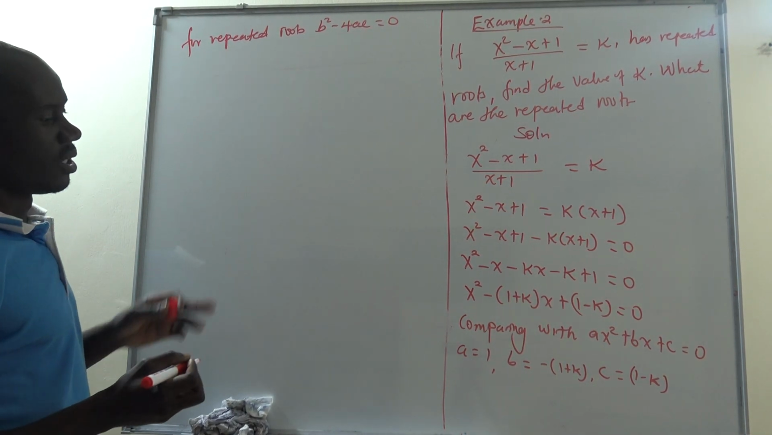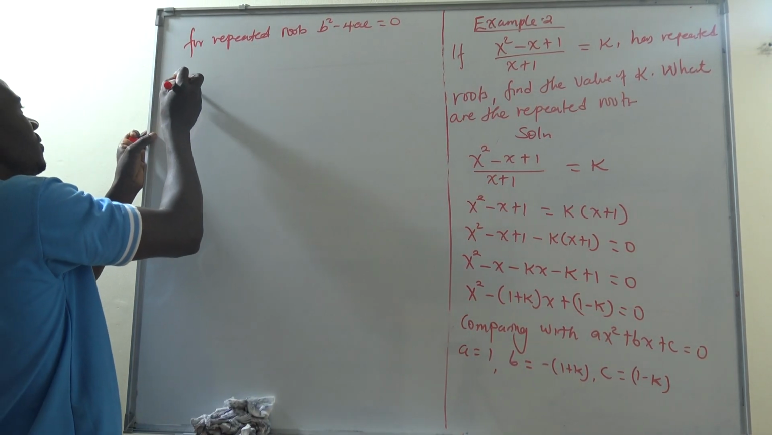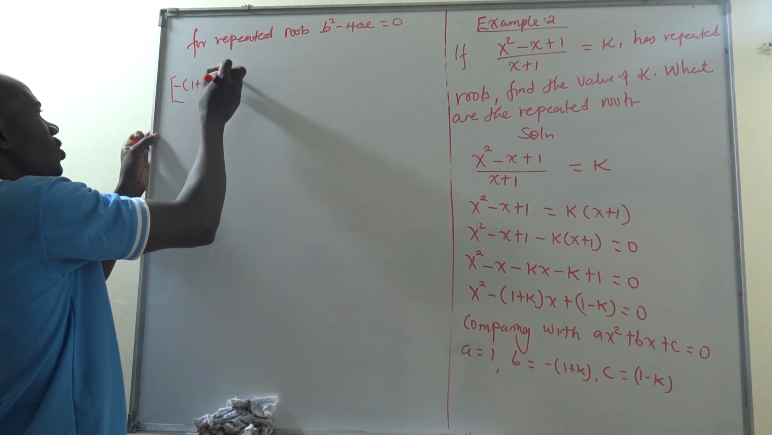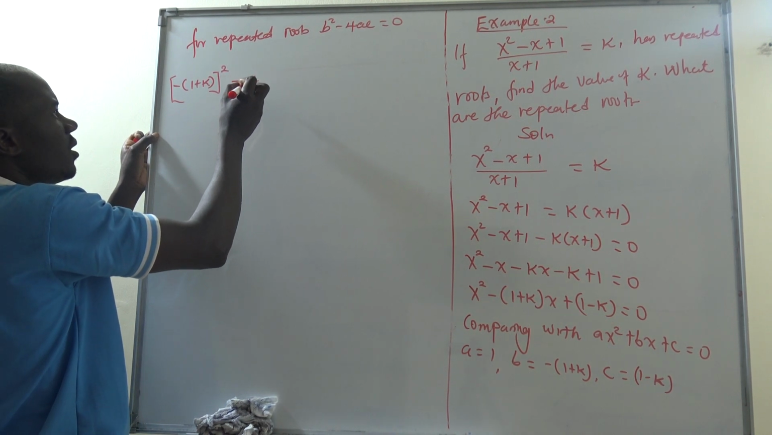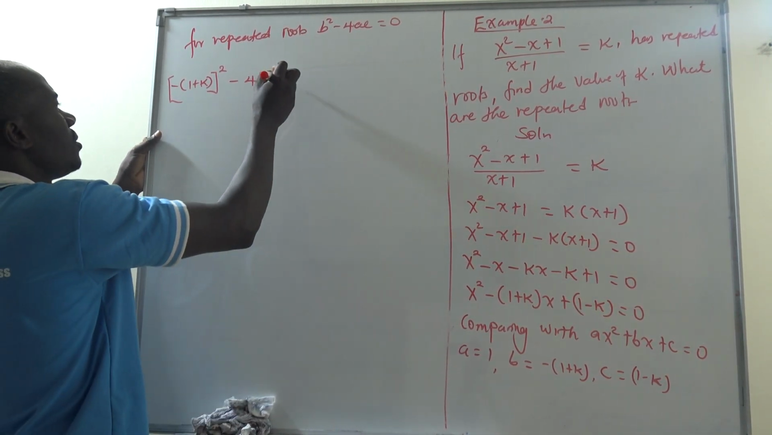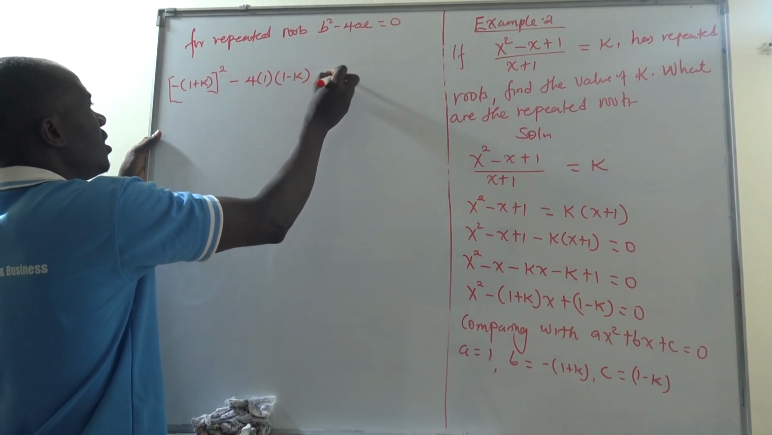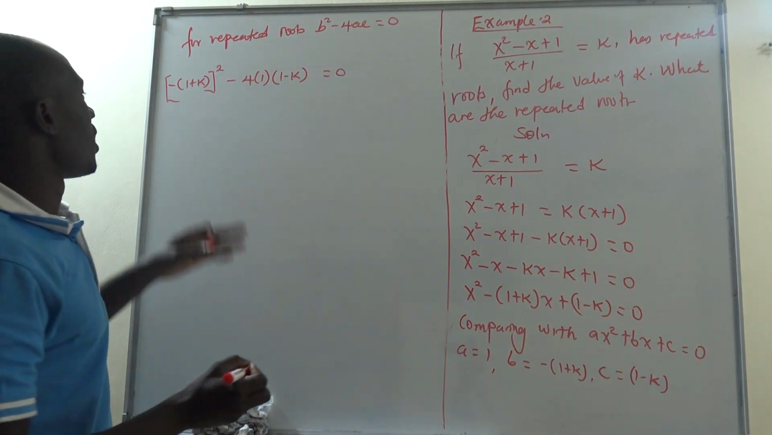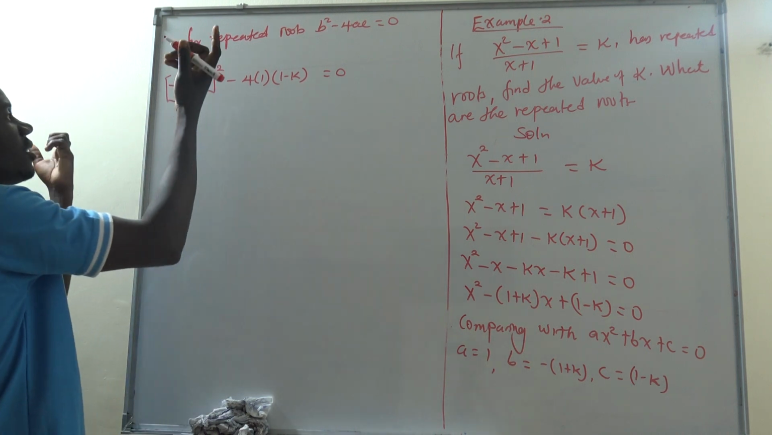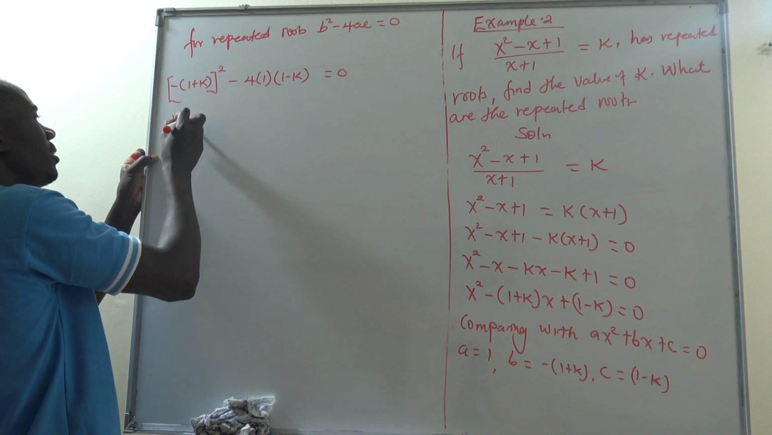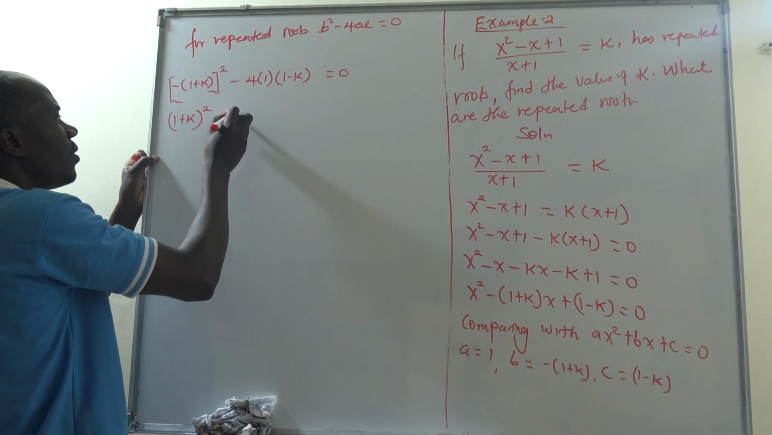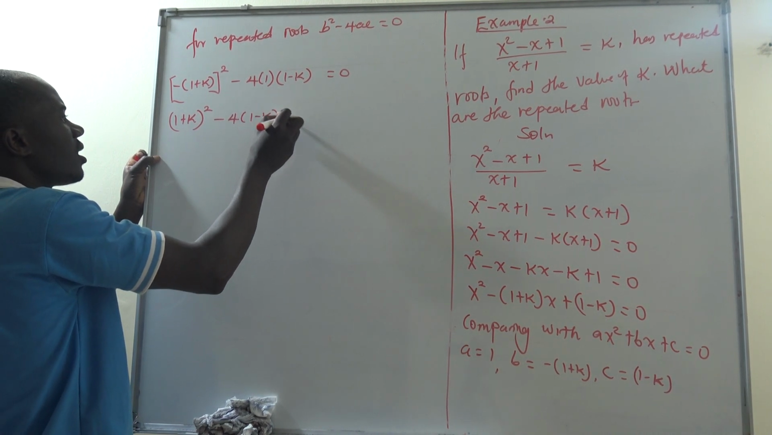So can we substitute in what is our b? Our b is negative (1 plus k), the whole of it squared, minus 4 into a, which is already 1, and c, which is (1 minus k), the whole thing equals 0. So can we go from Pascal's triangle, like what we did before, or from the expansion? The negative squared will remain with (1 plus k), the whole of it squared. We can go ahead, minus 4 into (1 minus k) equals 0.